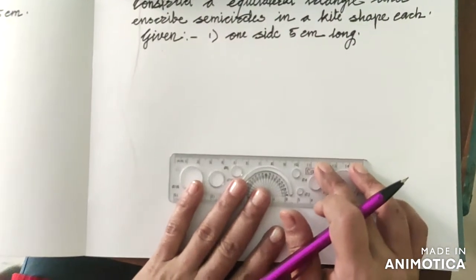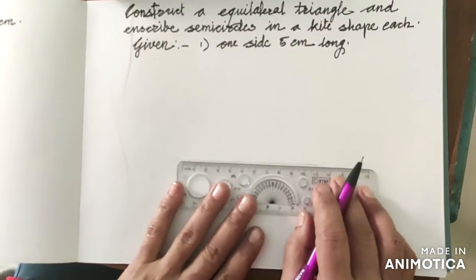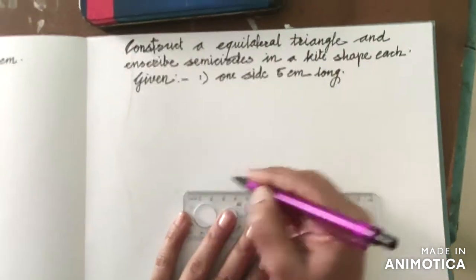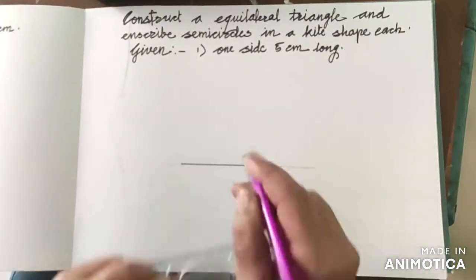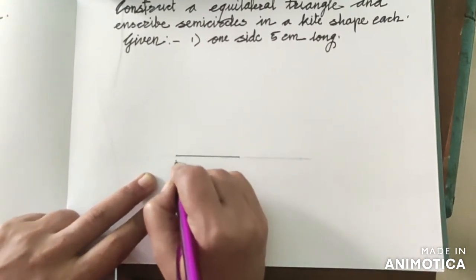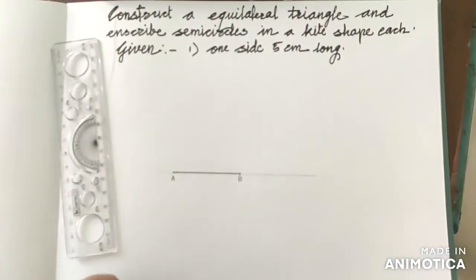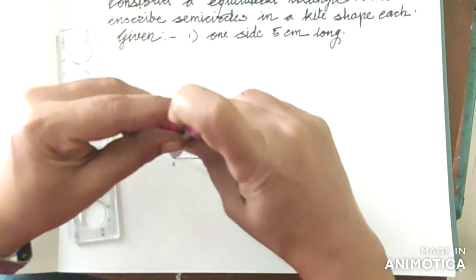For that, draw a line and take 5 centimeter on that. This much. That is A and B. You can give the name BC too. So we need one more point to complete our equilateral triangle. And equilateral means all the sides are having the same length. We know that. So taking this much length only.